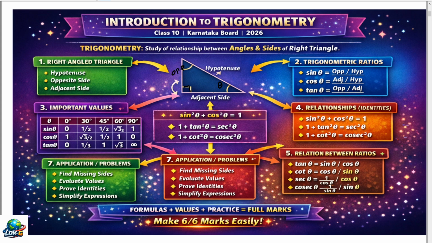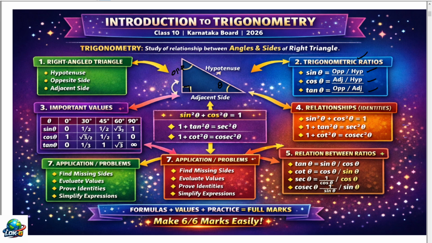As there are 3 sides, taking any two of them, you can have a maximum of 6 trigonometric ratios. The first is sin theta, which is opposite upon hypotenuse; cos theta, adjacent upon hypotenuse; tan theta, opposite upon adjacent. The remaining 3 ratios are cosec theta, the reciprocal of sin theta, which is hypotenuse upon opposite; sec theta, the reciprocal of cos theta, which is hypotenuse upon adjacent; and cot theta, the reciprocal of tan theta, which is adjacent upon opposite. They are reciprocal ratios.